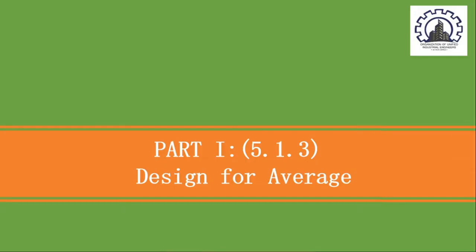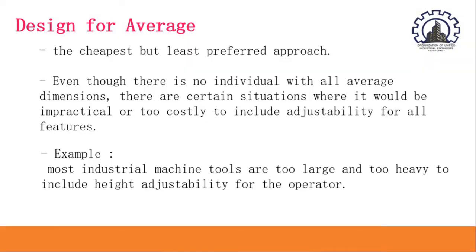The next design would be the design for average. Unlike the design for adjustability, design for average is the cheapest but least preferred approach. Even though there is no individual with all average dimensions, there are certain situations where it would be impractical or too costly to include adjustability for all features. So this design for average approach is like a one-size-fits-all solution.